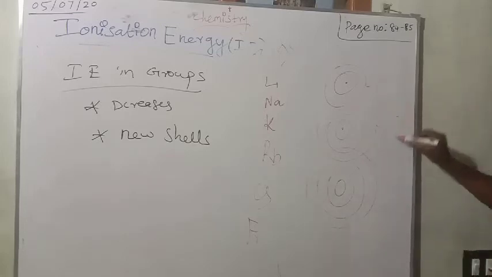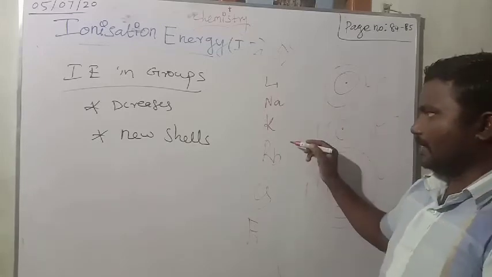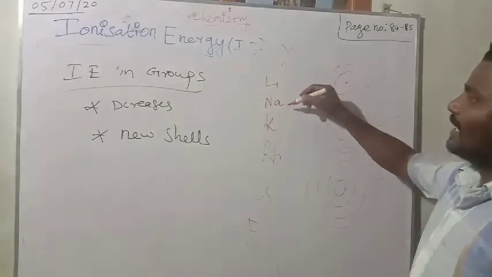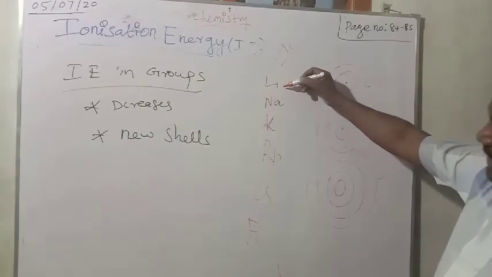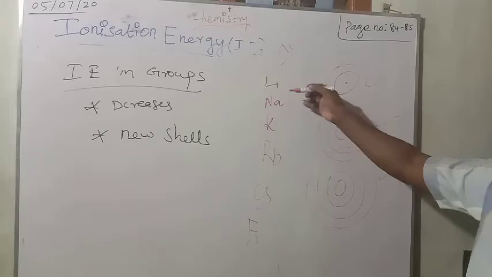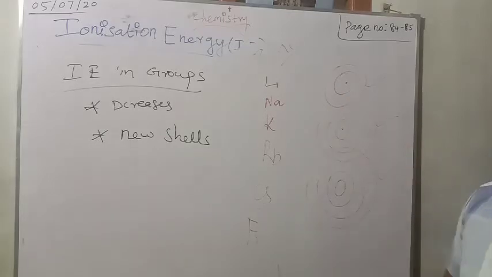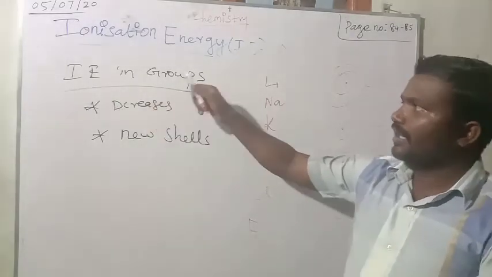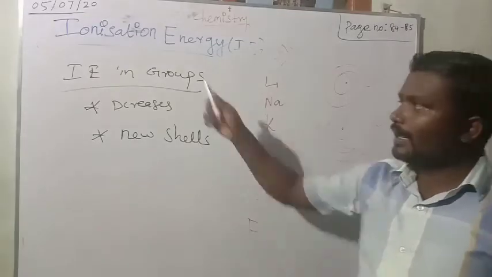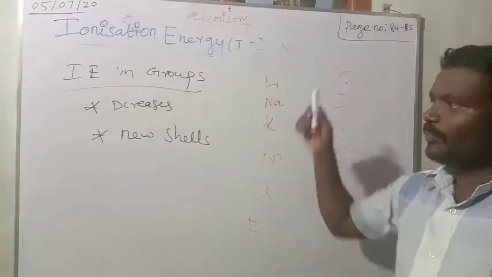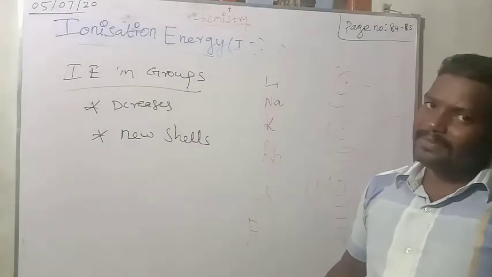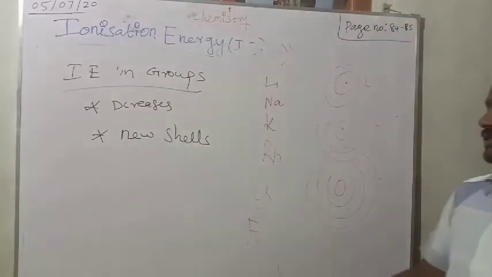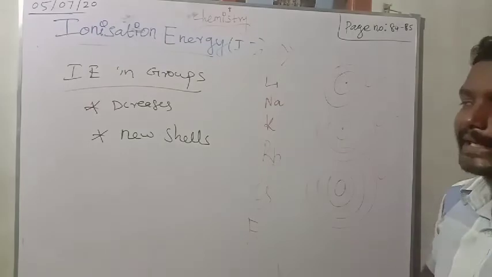So because new cells are introduced in each period, vertical columns, if you compare the ionization energy, because of new cells, lithium having higher ionization energy than sodium, sodium having higher ionization energy than potassium, likewise top to bottom ionization energy decreases. Remember, my dear students, ionization energy in periods increases, ionization energy in groups decreases. Periods, what's the reason? Electrons are in the same cell, but in the groups, new cells are forming. Because of the new cells, ionization energy top to bottom decreases.